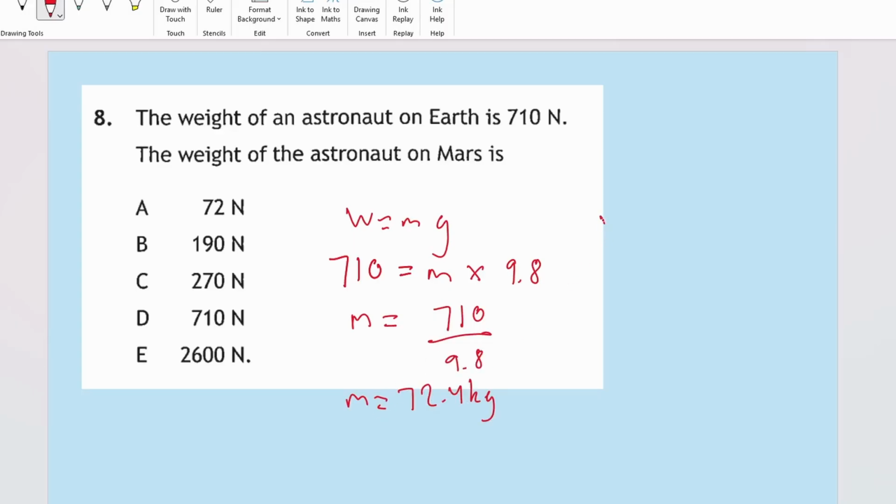Now we have the mass, we can do W equals mg again, where mass is 72.4 kg, and on Mars, the gravitational field strength is 3.7 newtons per kilogram. So W works out to be 268 newtons, and that gives us answer C, 270 newtons.